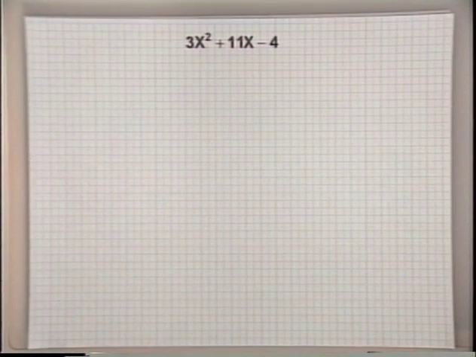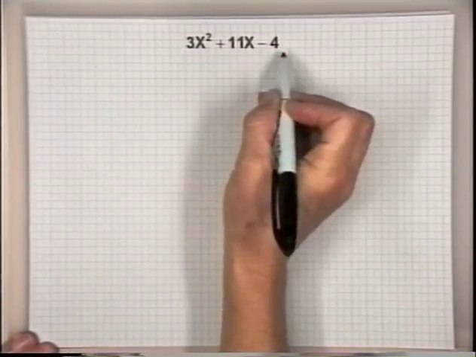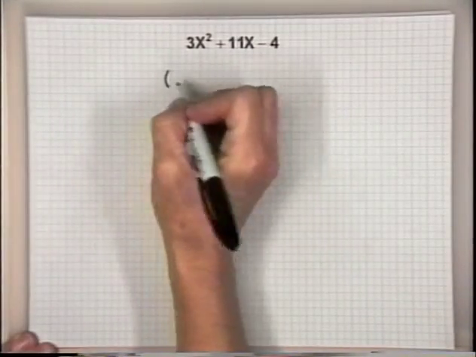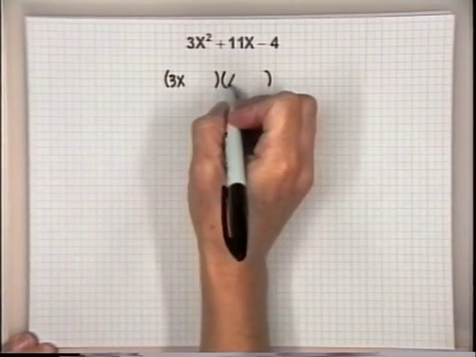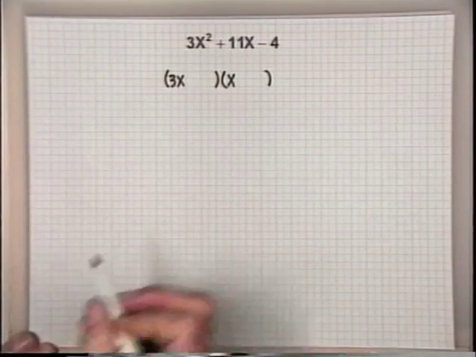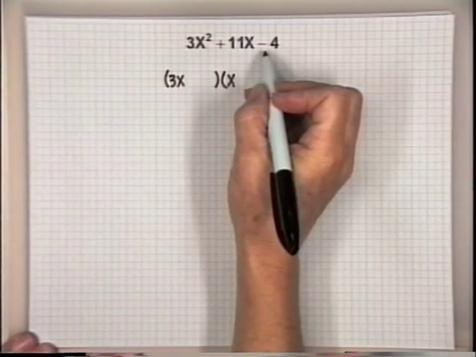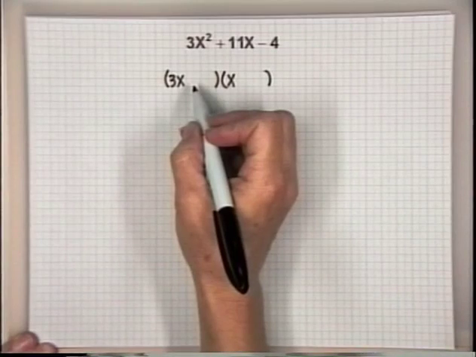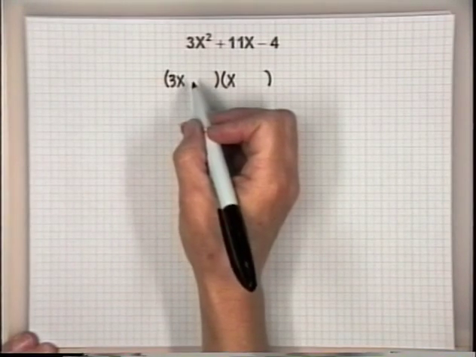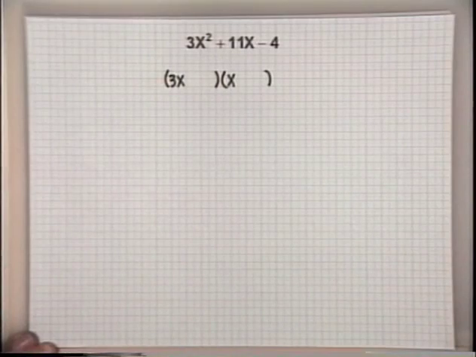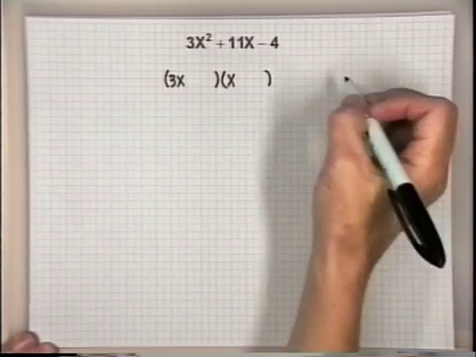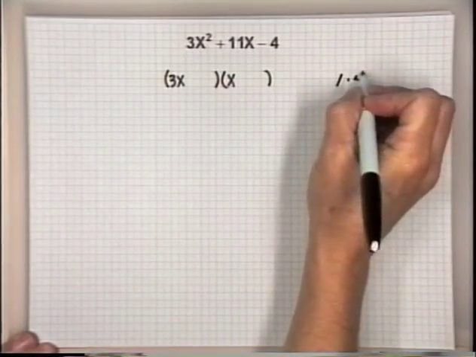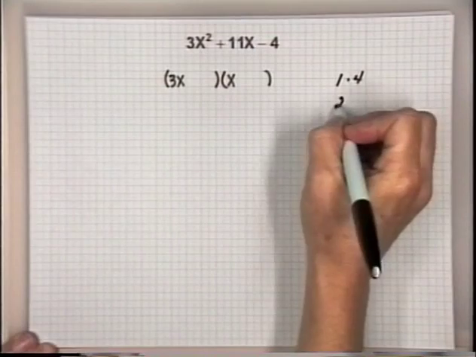3x squared plus 11x minus 4. I do not see a common factor here. The only factors of our first term would be 3x times 1x. This time my third term is negative, which tells me these will be opposite signs. When I have opposite signs, I do not want to put the signs in until the very end. I do know that I will be using factors of 4 to go in these positions. My choices are either 1 times 4 or 2 times 2.